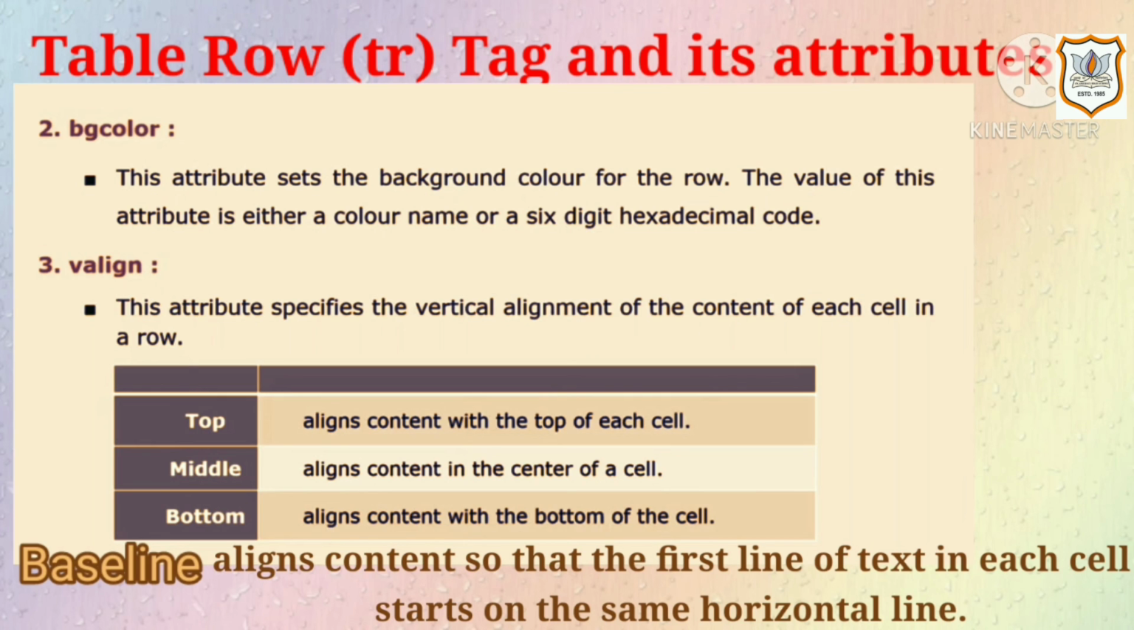Next attribute is v-align. V-align attribute specifies the vertical alignment of the content of each cell in a row. The possible values of v-align attribute are top, middle, bottom and baseline.